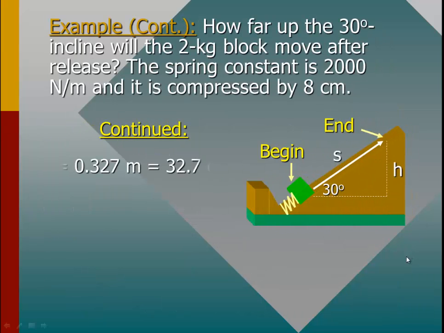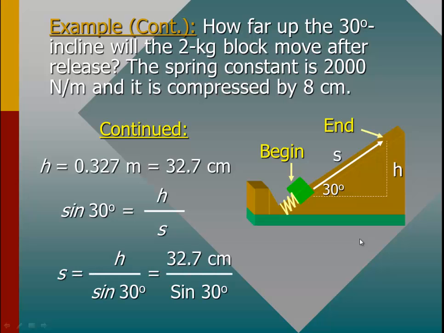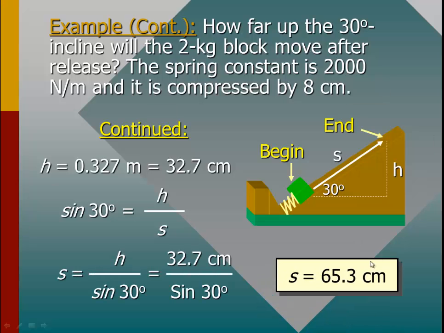But maybe we want to find out how far it went up the incline. In that case, we have to use the angle here of 30 degrees. We notice that h is on the opposite side and s is the hypotenuse. So we can use the sine of 30 and solve for s. In this case, it would be 65.3 centimeters or 0.653 meters.